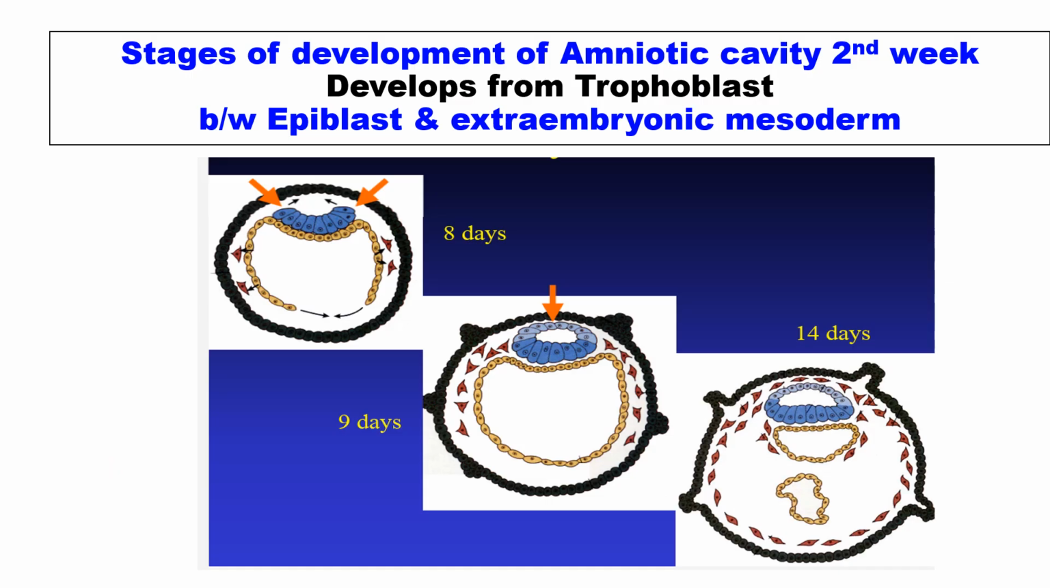Coming to the important stages of development of the amniotic cavity, which occurs during the second week, it develops from the trophoblast, between the epiblastic cells and extraembryonic mesoderm. On the eighth day, the epiblastic cells and the extraembryonic mesoderm are responsible for formation of the amniotic cavity, which forms around the 8th to 9th day. On the 14th day, the amniotic cavity is roofed by amnioblastic cells, which are derived from the trophoblast, and floored by epiblastic cells.